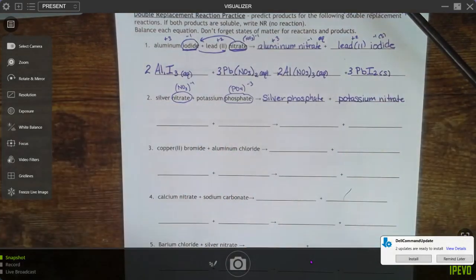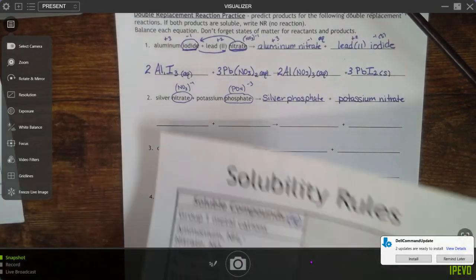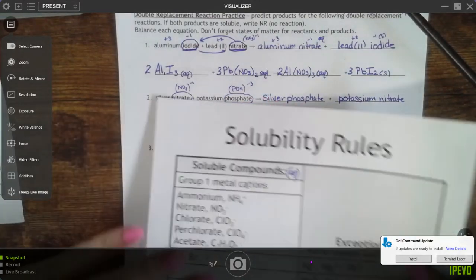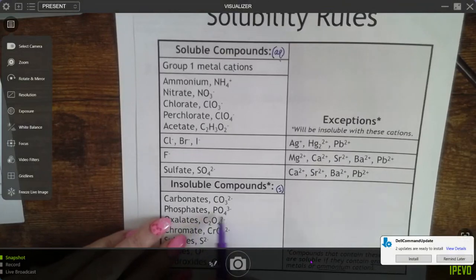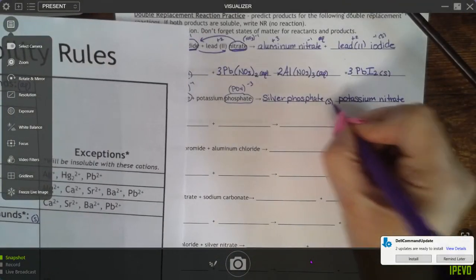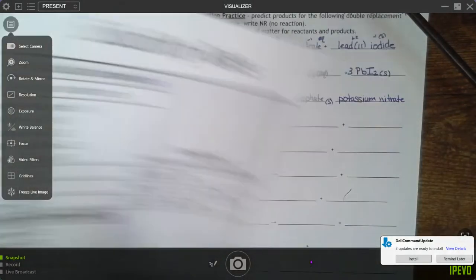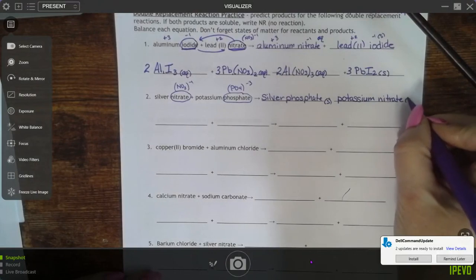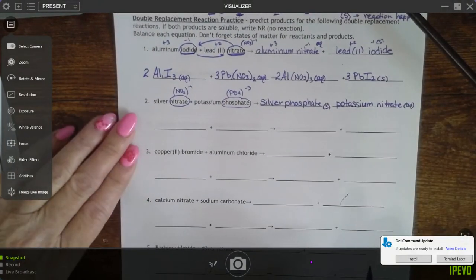Okay, let's look at our solubility table. Because if the reaction doesn't happen, we don't have to write the products. We don't have to write the chemical equations. So let's see, phosphate. Okay, so all phosphates are insoluble. So phosphate's going to be a solid. And then nitrate, potassium nitrate is always soluble. So this one is going to be aqueous. So that means we do need to write our chemical formulas.